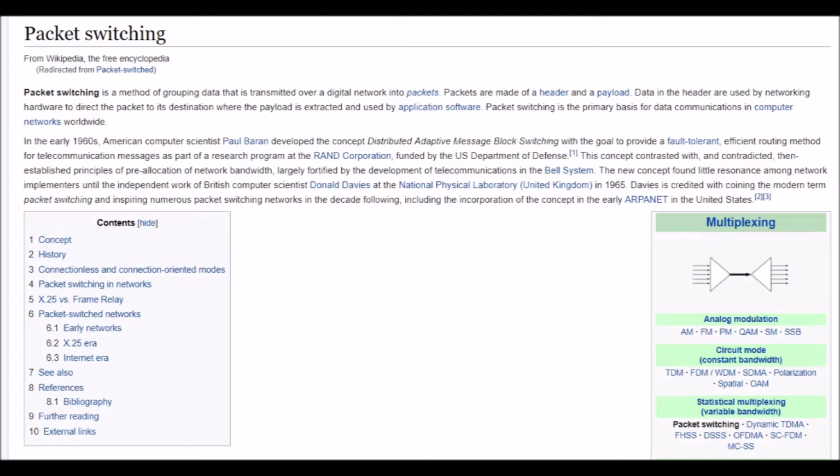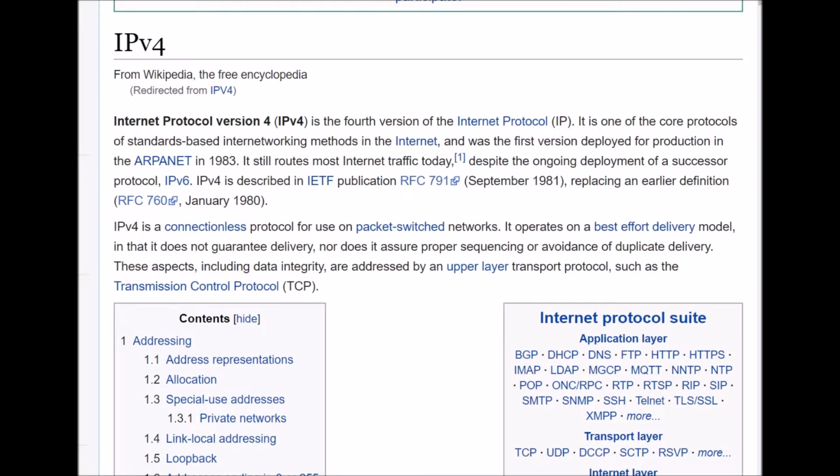IPv4 is a connectionless protocol for use on packet-switched networks. It operates on a best effort delivery model in that it does not guarantee delivery, nor does it assure proper sequencing or avoidance of duplicate delivery. These aspects, including data integrity, are addressed by an upper layer transport protocol, such as the Transmission Control Protocol, TCP. That's probably worth looking up too.